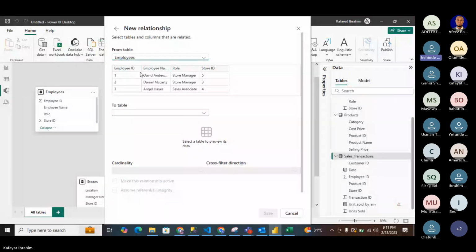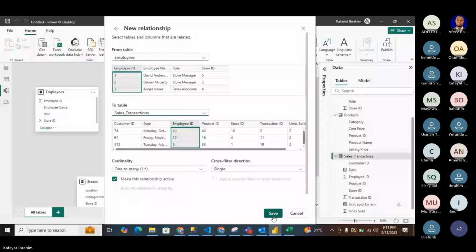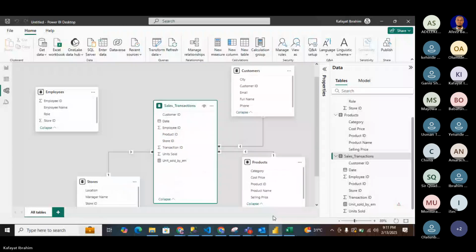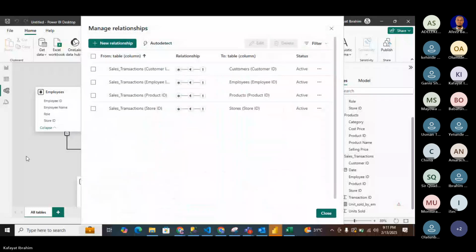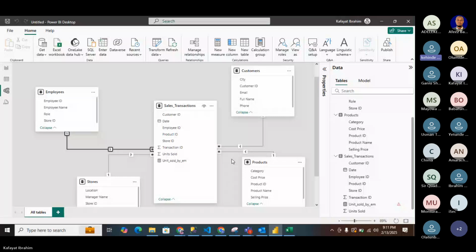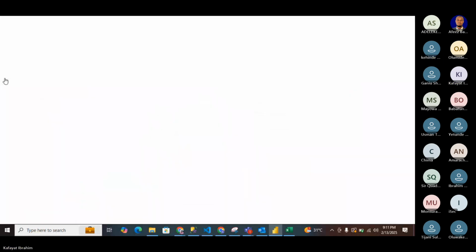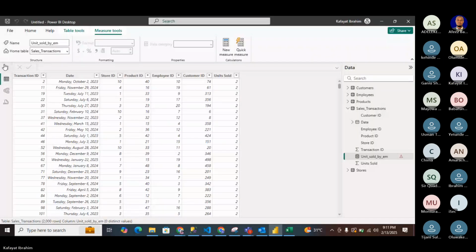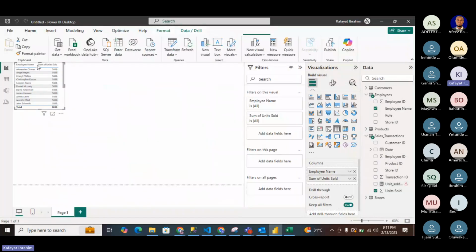Okay, no, so it can't be because it's an employee table. Sorry. All right, so it's supposed to be employee that's supposed to join the sales transaction. Okay, this now. Okay, I think this should be fine. This should be fine now. Yes. Don't worry about this. Okay, it has worked.